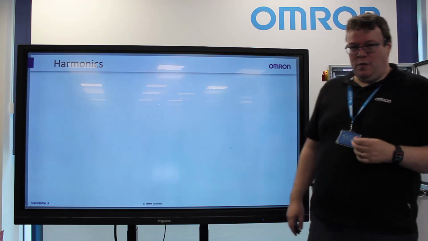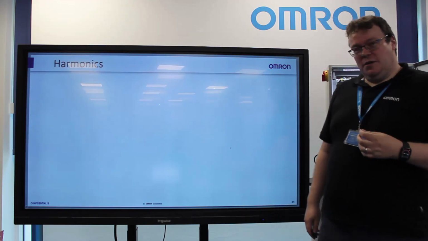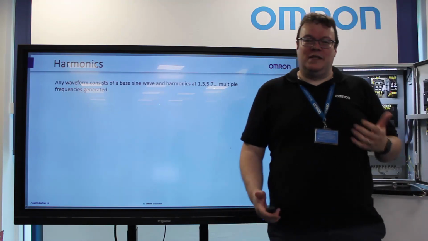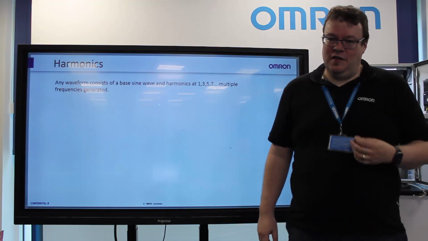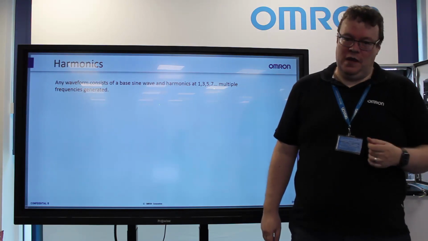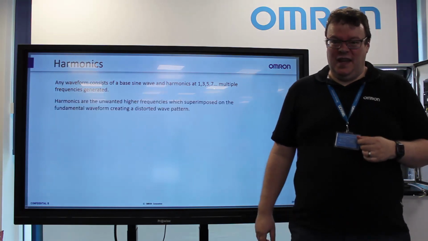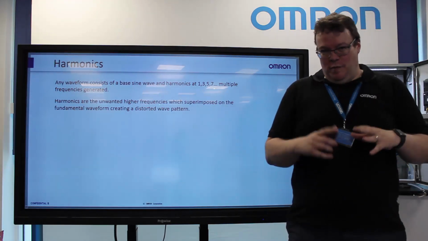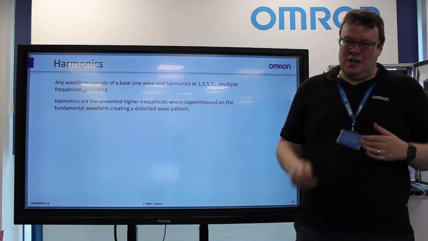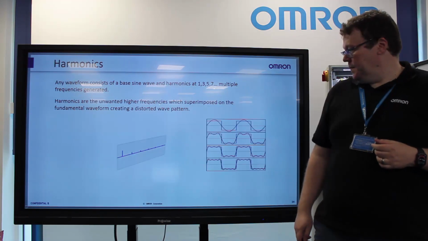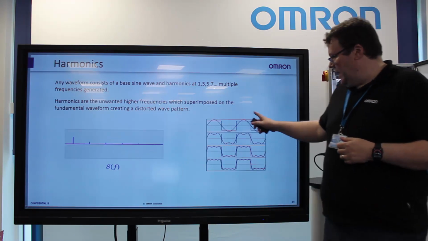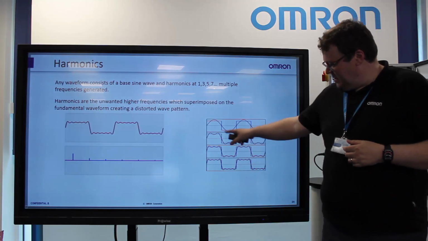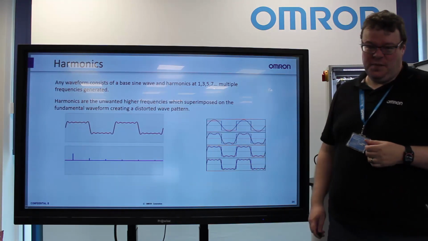One of the issues we have when we have high frequency pulsing is an issue called harmonics. Basically, any waveform consists of a base sine wave and harmonics in the first, third, fifth, seventh multiples of frequencies generated. These harmonics are basically the unwanted higher frequencies that are superimposed on the AC waveform, causing a distorted wave pattern. So we can see the base frequency here, and the first, third, fifth harmonics all build up to give us this interference that rides across the carrier wave.